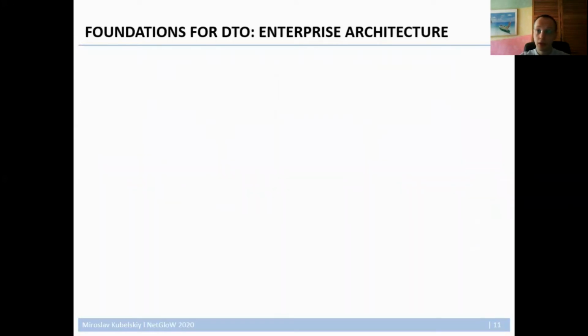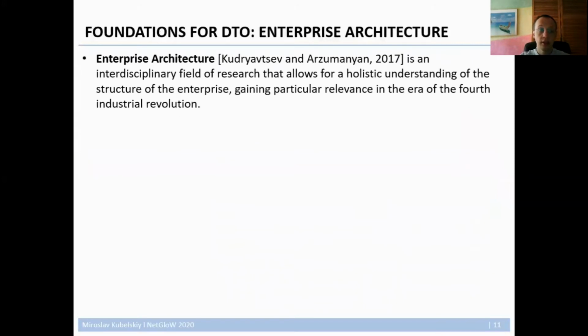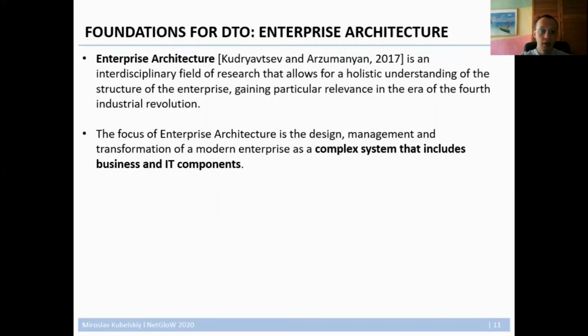So, the proposed methodology for creation of DTO is based on enterprise architecture. Enterprise architecture is an interdisciplinary field of research that allows for a holistic understanding of the structure of the enterprise, gaining particular relevance in the era of the fourth industrial revolution. So, the focus of enterprise architecture is the design, management, and transformation of a modern enterprise as a complex system that includes business and IT components.